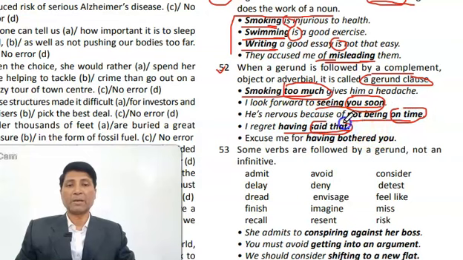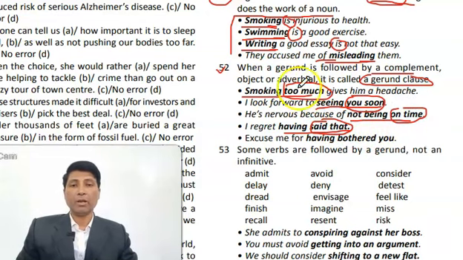Concentrate on these parts. Now let me explain. Smoking is a gerund and too much is its complement, or you can say adverbial here, because it is talking about smoking how much. So this is adverbial. In the second example, seeing is followed by you soon.